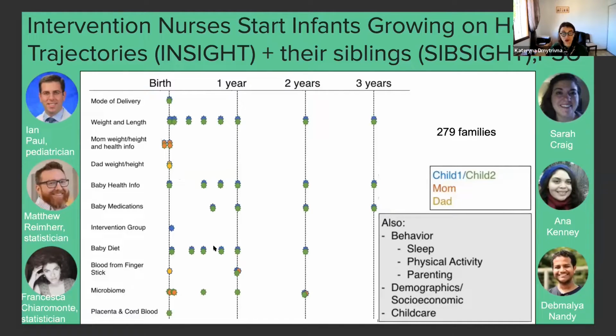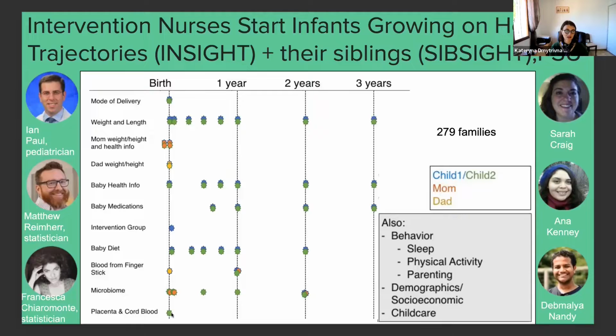And then when the solid foods were introduced, then we collected blood from a finger stick from the child at birth, but also at the age of 1 year. And we collected multiple samples from the microbiome. And in this case, we were collecting the samples from the gut microbiome, meaning from stool, and also from the oral cavity. We also collected placenta and cord blood from these children at the time of birth.